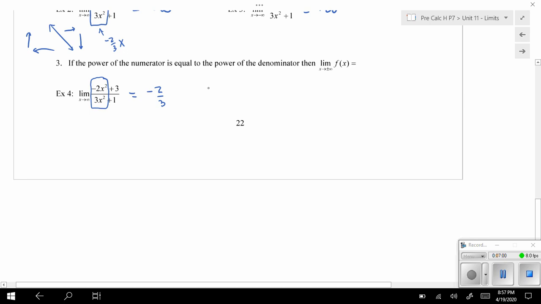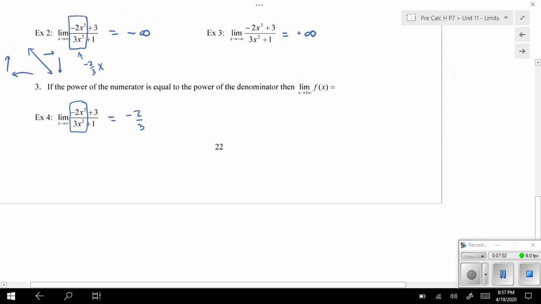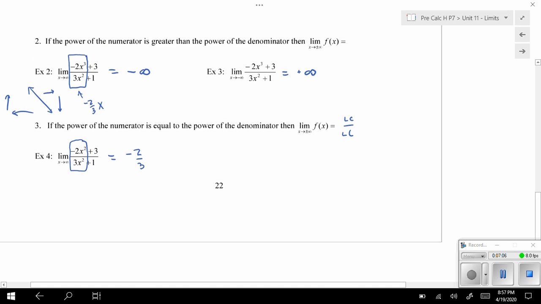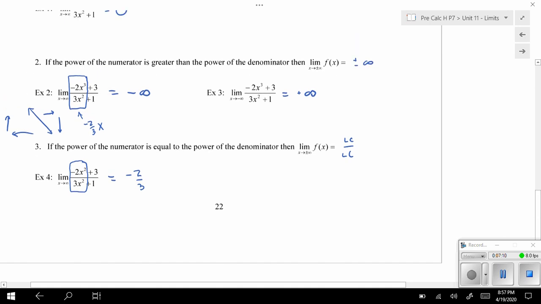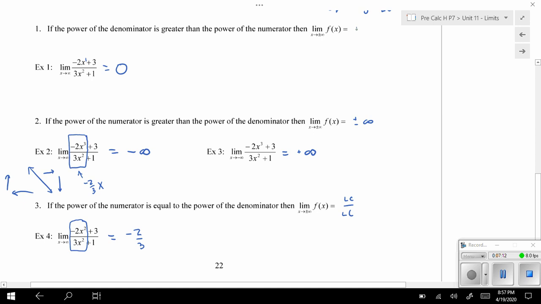And so if the power of the numerator is equal to the power of the denominator, the limit is going to equal the ratio of the leading coefficients. All right, so that's just filling in the information from before. Okay.